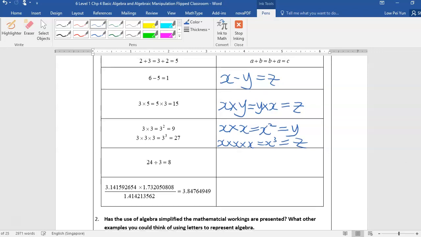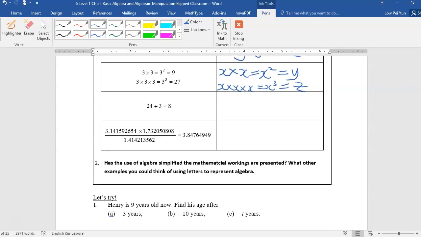Now we have 24 divided by 3 is equal to 8. I am going to use x, y, and z. x divided by y is equal to z. Some pupils may ask, Mrs. Liao, can I write this as a fraction? Sure, you can. x over y is equal to z. Alright, and the last one.